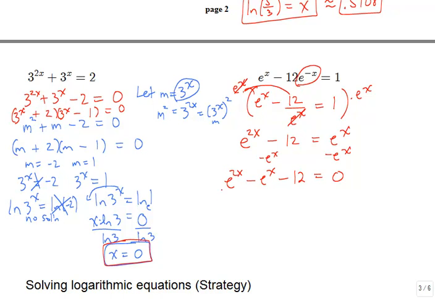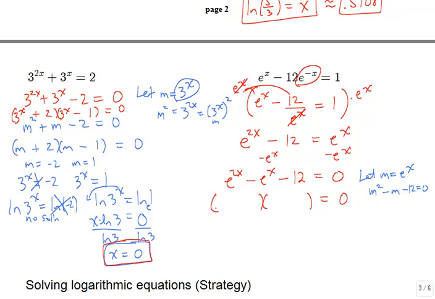So instead of doing a change of variables on this one, I'm just going to go ahead and factor it directly. But if you wanted to, you could let m equal e to the x, and then this would become m squared minus m minus 12. That's another way to do this problem.